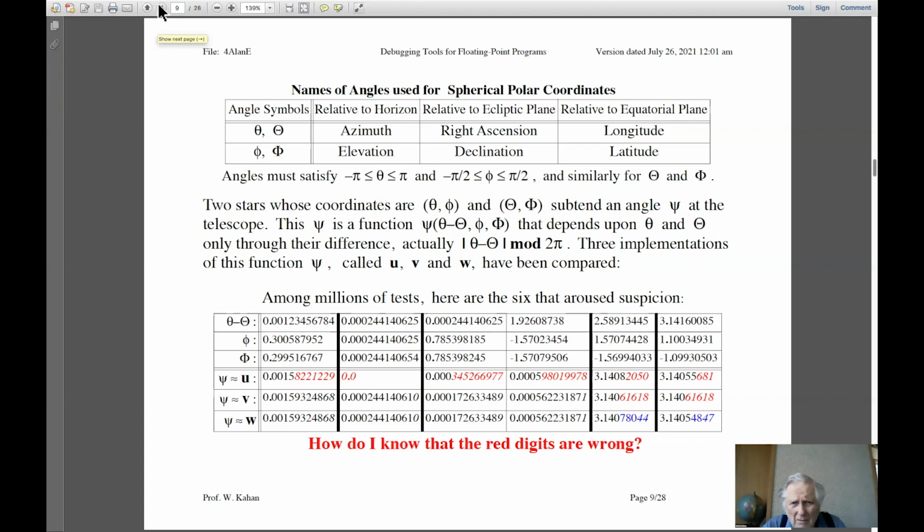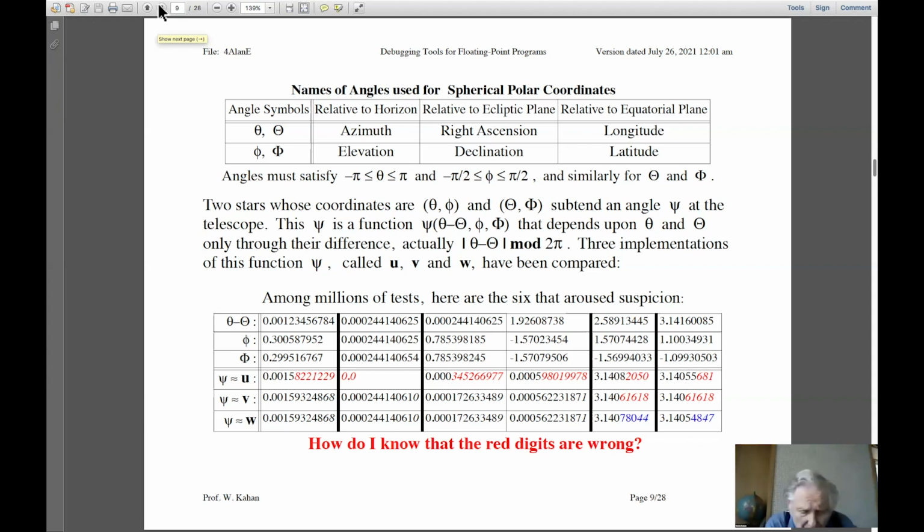These are different names used for different applications of spherical coordinates. But the main thing is you're going to get 2 angle measurements for each star or planet. And from those 4 angles all told, you'd like to get some idea of what the angle that's subtended at the telescope is. Well, it turns out that that's an interesting computation.